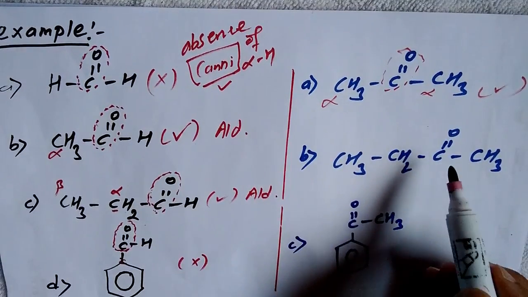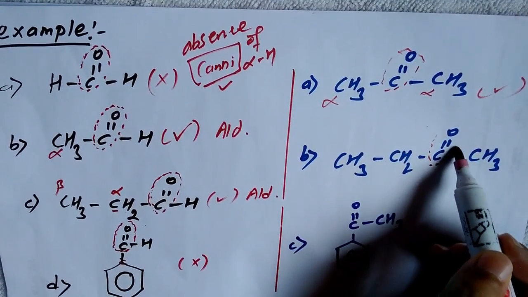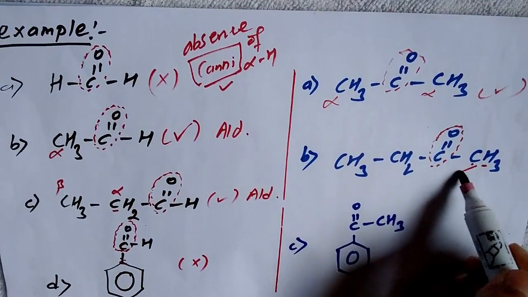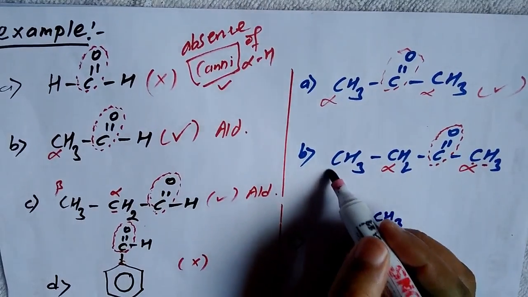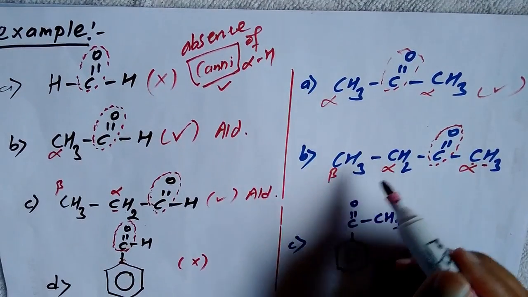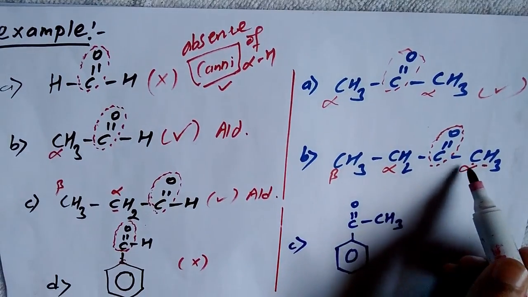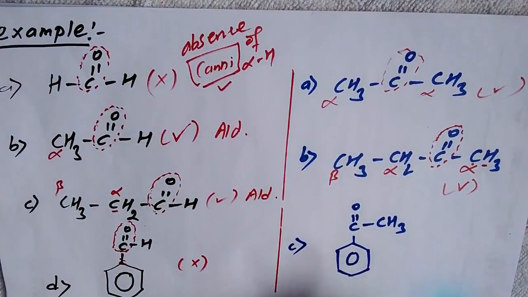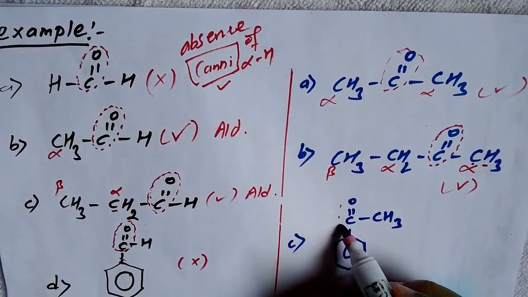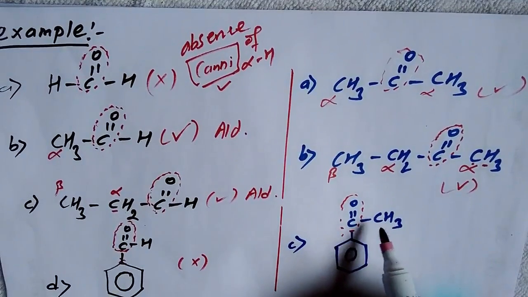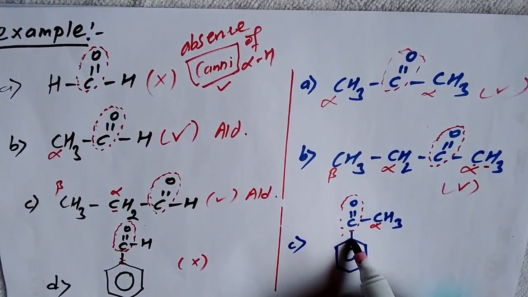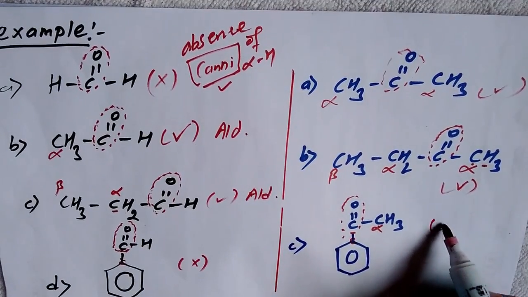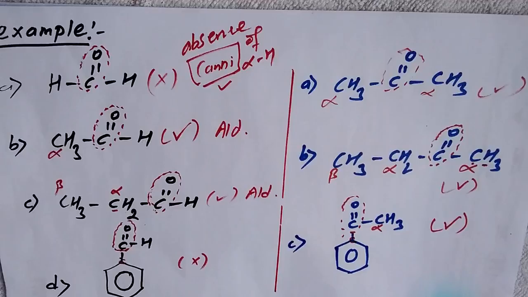Next example: the carbonyl group, C double bond O, is the functional group. The bonded carbon contains 3 hydrogens, so this is the alpha carbon, and this is the beta carbon. Alpha is the bonded carbon and beta is the next, so there is an alpha hydrogen present, and it gives aldol condensation. Next example, acetophenone. In acetophenone, C double bond O is the functional group. The bonded carbon is an alpha carbon; here is also an alpha carbon, but there is no hydrogen on it, while here there are 3 hydrogens, so it gives aldol condensation.